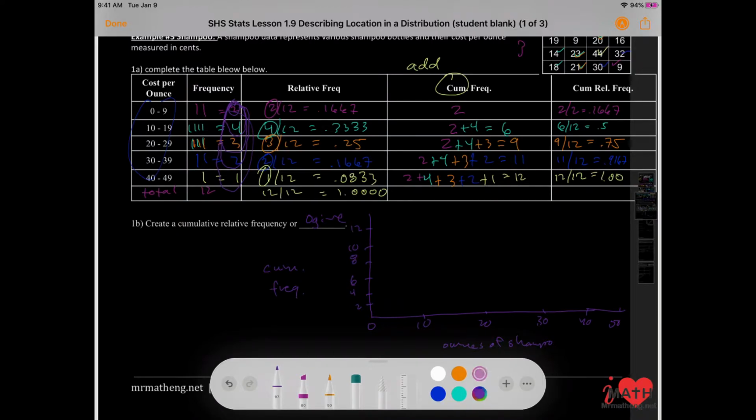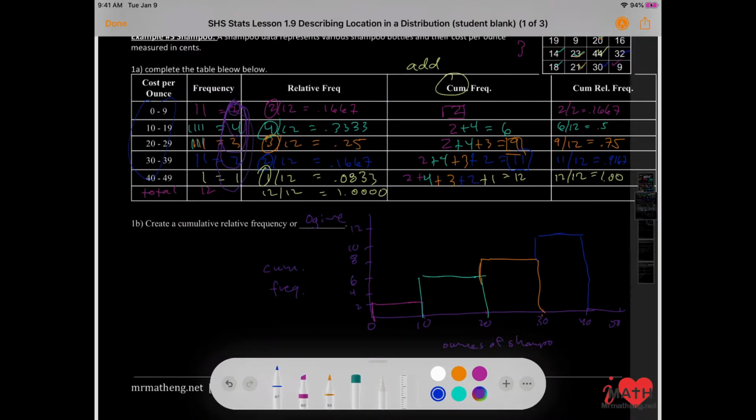So we had, let me see if I can do it by color coding. Okay, we have 2, right? So this is what that looks like. And then we added 2 plus 4, which would give me a 6. And then we did 2 plus 4 plus 3 equals 9. So this one's going to be 9. And then we did 11. And if you notice, it'll always get to 100%, or it always goes up.